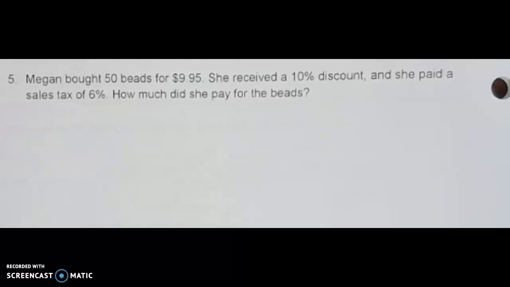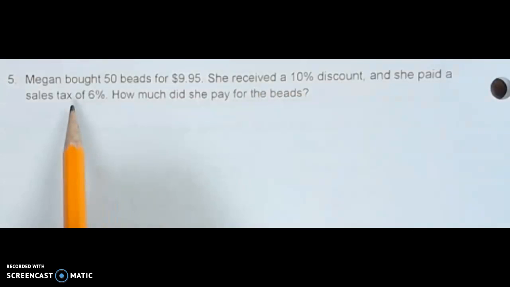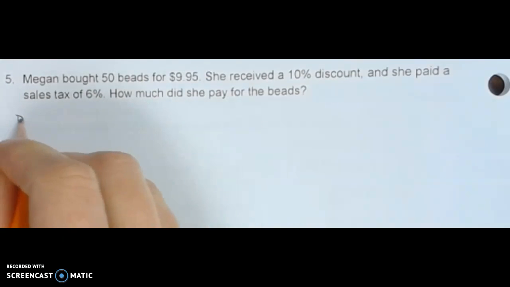Example 5 tells us that Megan bought 50 beads for $9.95, and she received a 10% discount. She also paid a sales tax of 6%, so we need to figure out how much she paid for those beads. Okay, so we have to first calculate the amount of discount, because tax is only paid on the amount that you're going to pay. We're not going to pay all $9.95, so let's start with the discount.